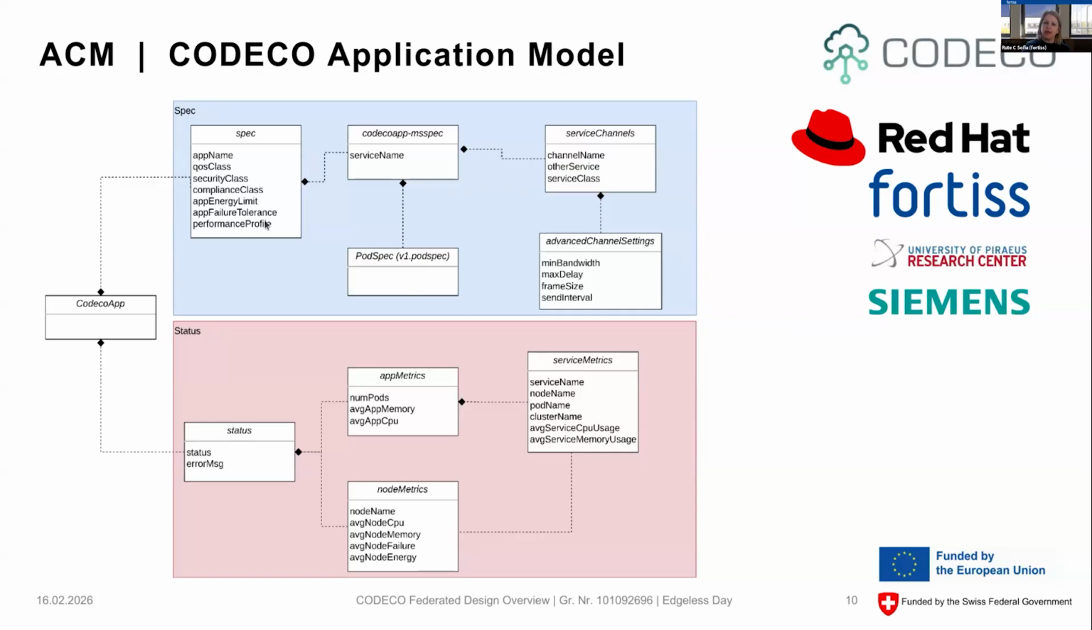These are things that the user defines, saying, I want my application to run in an environment where the link fails at most 2 times, something like this. Then this specification is passed to all the other components, and the scheduler uses it to decide, based on what was observed, where to deploy the application. What you see in pink is information that the CODECO components give back to the user via ACM.